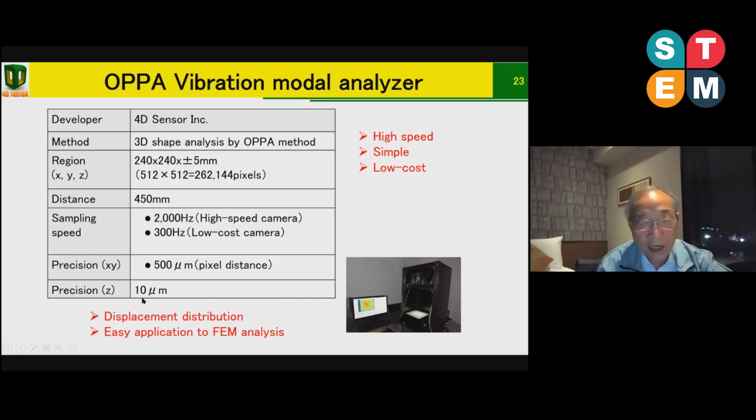But if we analyze the Fourier transform, each frequency gives a very accurate result, less than 1 micrometer. So the system is very high speed, the theory is very simple, and the cost is very low.